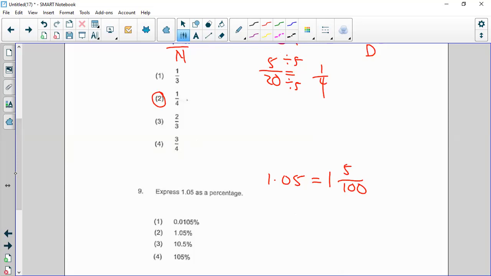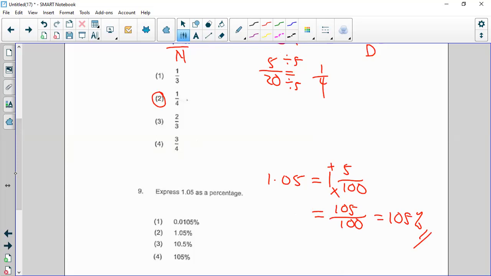Okay, you can convert this into an improper fraction. So 1 times 100, 100, then plus 5. You get 105 over 100. Now, why do we want to get a fraction? Because if your denominator is 100, then how many percent? Then it will be 105% already, right? That's why you get a fraction first, right?